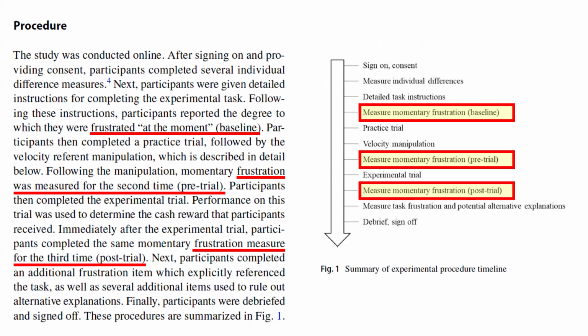But basically, the key issue here is that we had a measurement of frustration before anything happened. Then velocity was manipulated. Half the people were in the slow condition and half the people were in kind of the just normal condition. Then immediately after that, frustration is measured again. Then they do an experimental trial and then it's measured again. So we have 3 measurements of frustration.